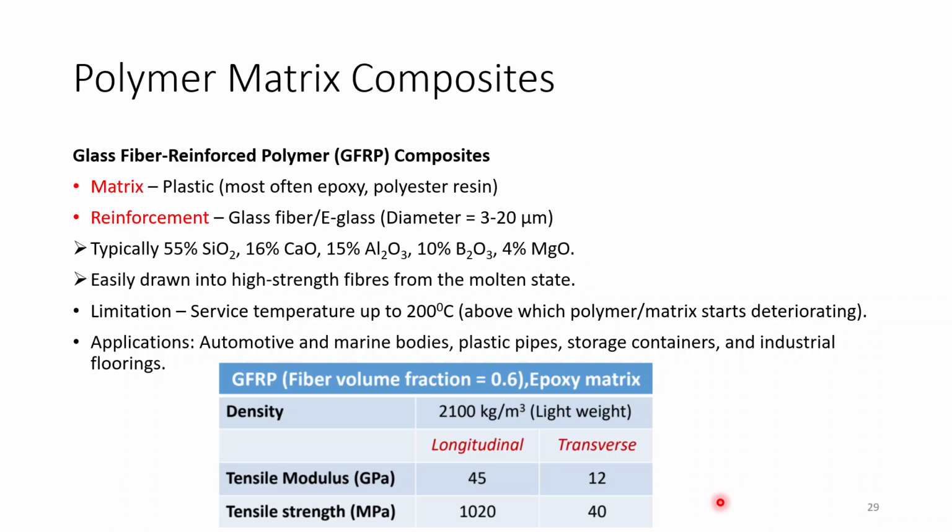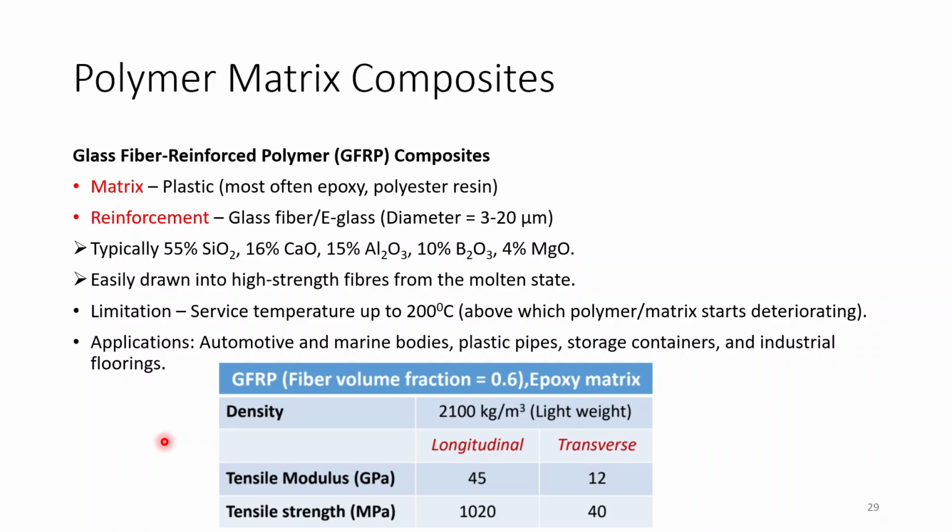Applications include automotive and marine bodies, plastic pipes, storage containers, and industrial flooring. Because of the polymer matrix, these are highly corrosion resistant as well. That's why they can be used in marine bodies. And the service temperature can't go beyond 200 degrees Celsius in PMCs because the polymer starts to degrade, and they can be easily drawn into high strength fibers from the molten state. So their melting temperature is very low, so it's easy to cast as well.